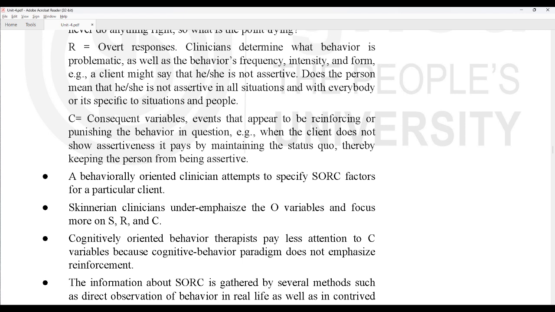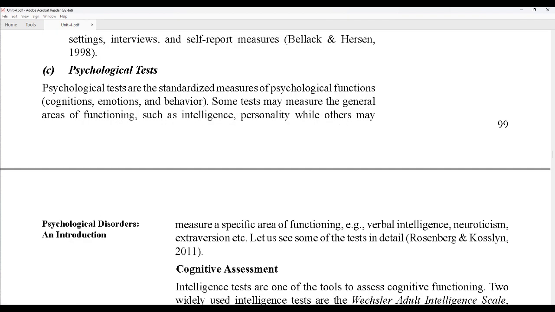A behaviorally oriented clinician attempts to specify SORC factors for a particular client. Skinnerian clinicians underemphasize the O variables and focus more on S, R, and C. Cognitively oriented behavior therapists pay less attention to C variables because the cognitive behavior paradigm does not emphasize reinforcement. The information about SORC is gathered by several methods such as direct observation of behavior in real life as well as in contrived settings, interviews, and self-report measures. Belak and Hassan, 1998.